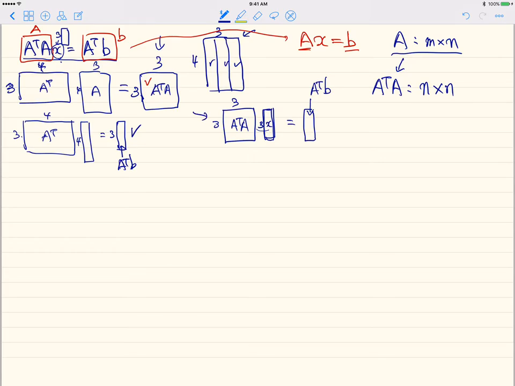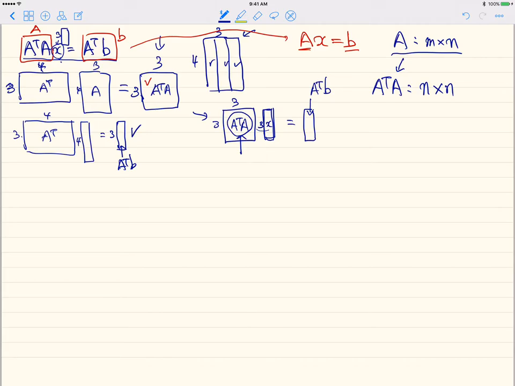So especially in this case of a square matrix, we can consider the invertible matrix theorem. So if the columns of A transpose A are linearly independent. Let's consider this A transpose A. It has three rows and three columns, and let's suppose it has three independent columns. Each column is independent of each other, and then automatically that matrix is what? Yeah, that matrix is invertible.